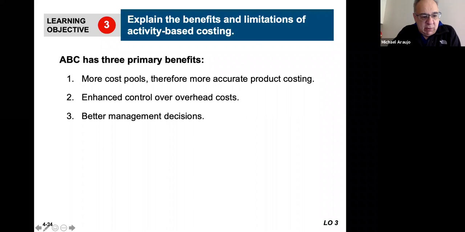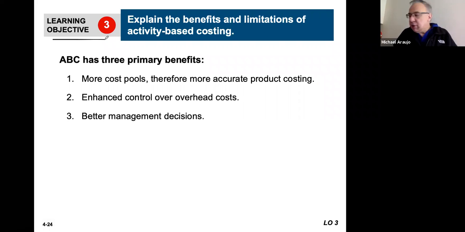Okay, so we will grab a pen and we'll do learning objective 3. Learning objective 3 introduces you to some concepts about the benefits and limitations of activity-based costing and a few other terms that are not financial. So it's great, but it's still terminology you have to be aware of.